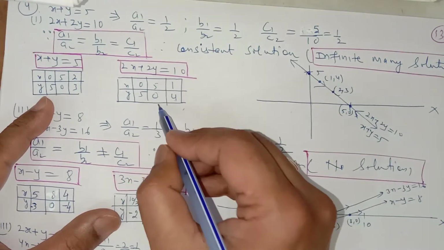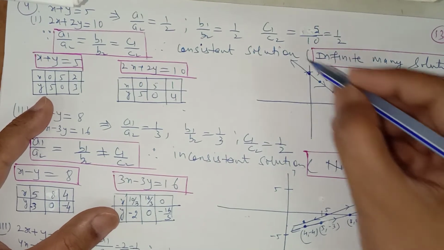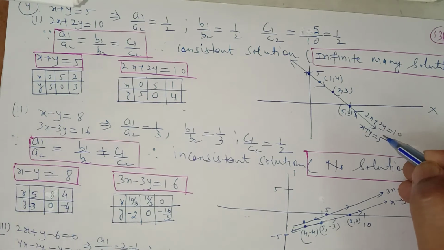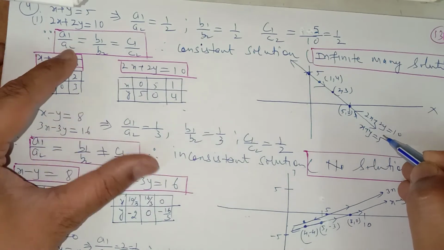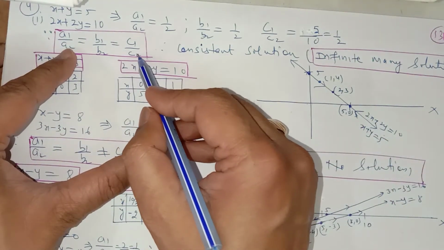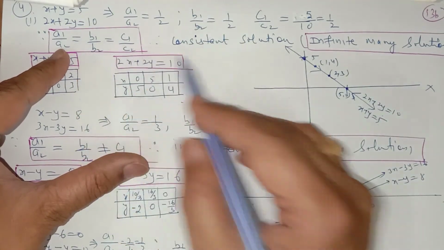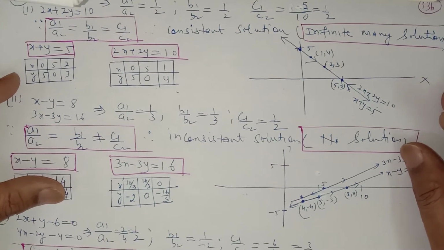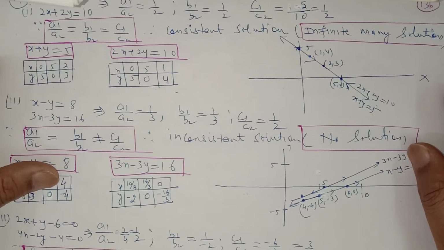Similarly, mark this. Again, we have the same solutions, (0, 5), (5, 0). We are getting the same straight line for both the equations. So it will have infinitely many solutions, and before drawing the graph, we have already found out which type of solution it will have. Because all the ratios are equal, it will have infinitely many solutions, or coincident solution. So before drawing the graph, we can find out which type of solution it will have.